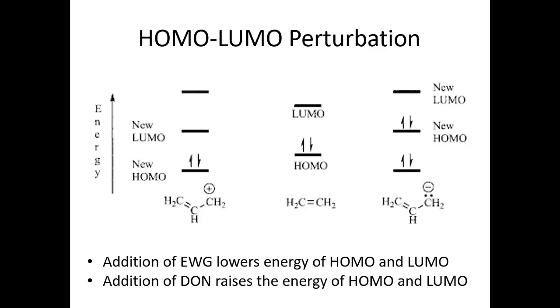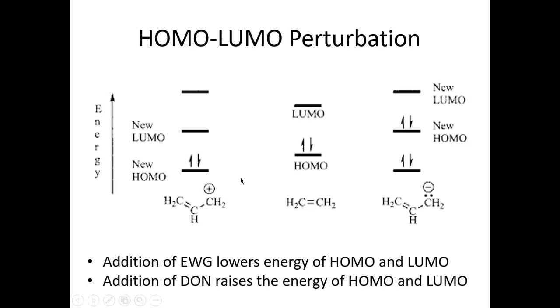So you want your HOMO to be as high in energy as possible, and you want your LUMO to be as low in energy as possible, so that you can get good overlap. Because the HOMO-LUMO overlap is going to determine how fast the reaction is and how well the reaction occurs. So the way that you do that, you can increase the energy of the HOMO or decrease the energy of the LUMO depending on your substituents.